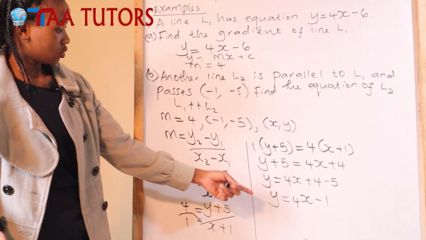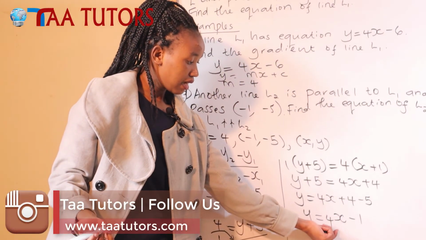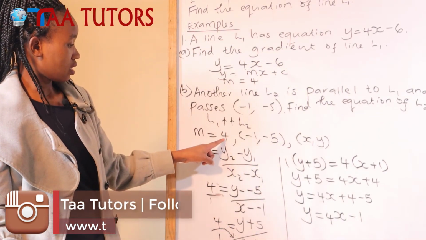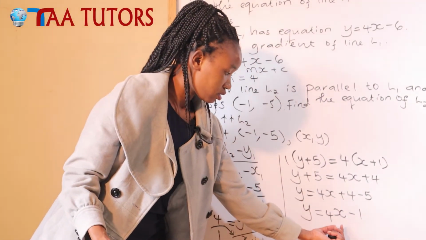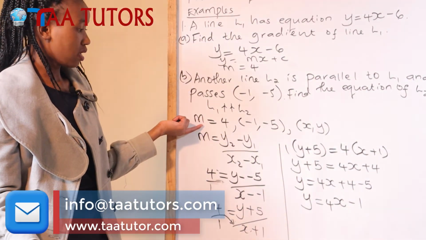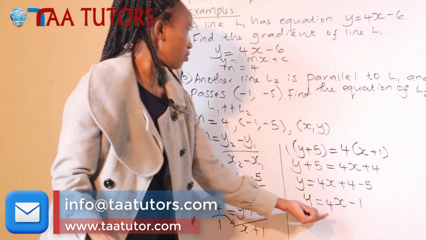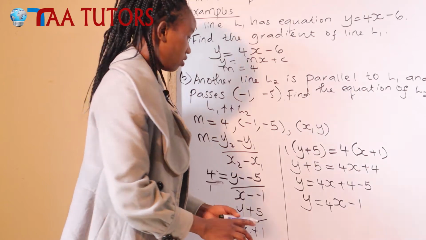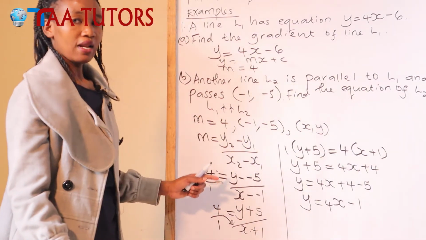Now if you look at this equation, the gradient is 4. So this gradient is 4, the same gradient that was here. So it means that your equation is right when the gradient is the same as the gradient of the other line that was parallel to the line, y equals 4x minus 1, which is line L2.